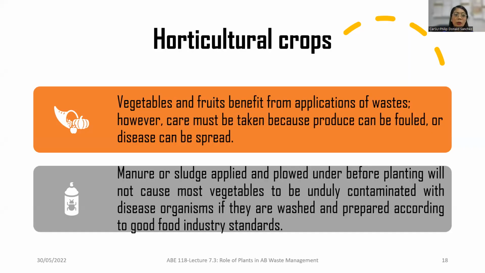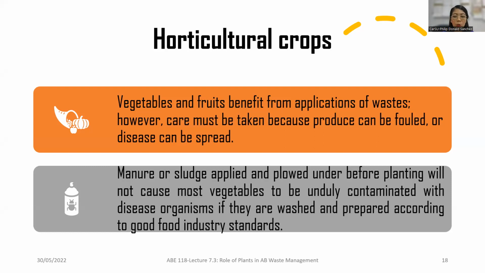And then we have the horticultural crops. So vegetables and fruits benefit from application of waste. However, care must be taken because produce can be fouled or disease can be spread. So manure or sludge applied and plowed under before planting will not cause most vegetables to be unduly contaminated with the disease organism if they are washed and properly prepared according to good food industry standards.